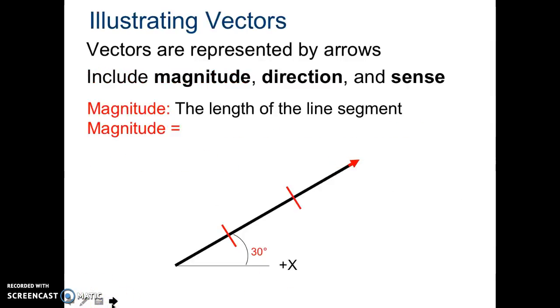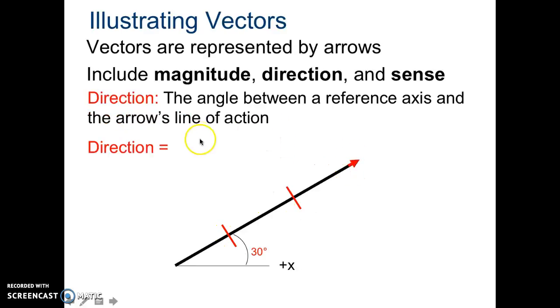Illustrating vectors. Vectors are represented by an arrow showing the direction it's moving, the magnitude, so the size of the line matters, and then a sense, or which way it's going. The magnitude is the length of the line segment. It needs to be measured precisely and then scaled. Magnitude, in this case, is 3. It is 1, 2, 3 units long.